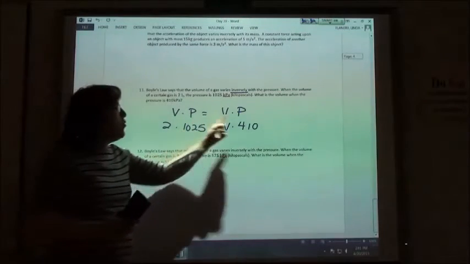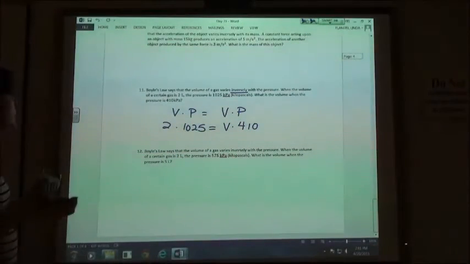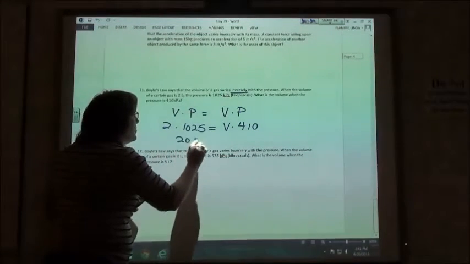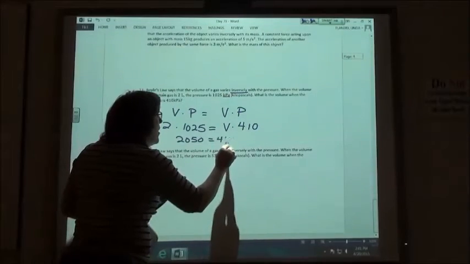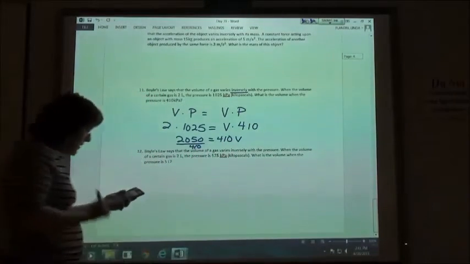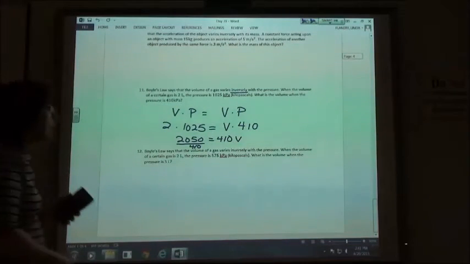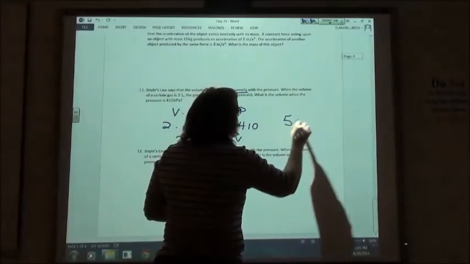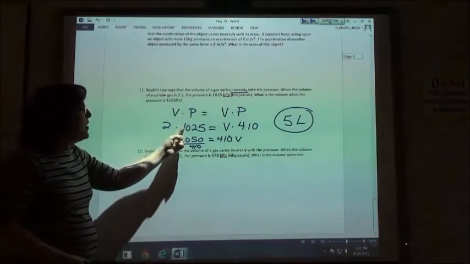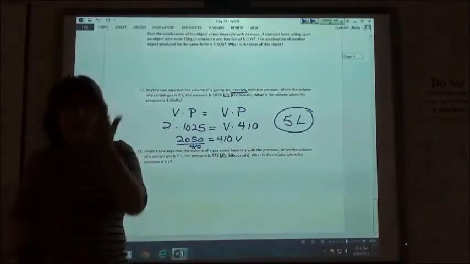So my pressure went down, my volume should increase. Well, let's solve it and find out. 2 times 1,025 would be 2,050 equals 410 V. If I go ahead and divide by my 410, 2,050 divided by 410 means we get 5 liters. My pressure went down, my volume went up. Inverse variation.